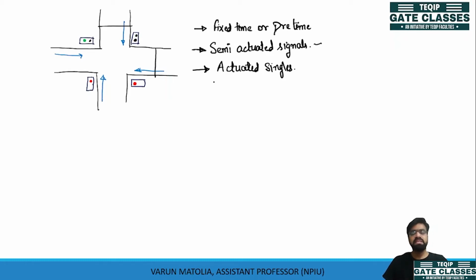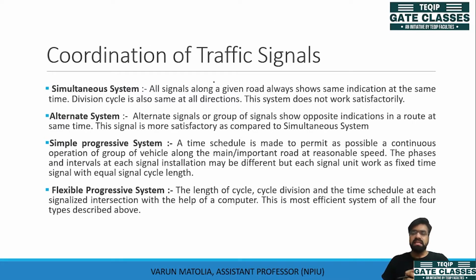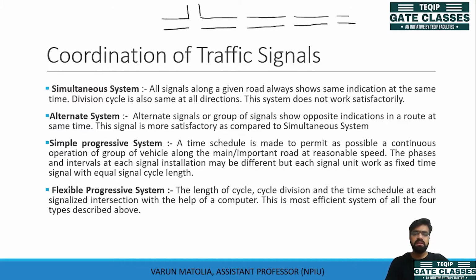If we have a series of intersections on an important road or any road, how are the signals at these intersections coordinated? These are the various methods to coordinate signals on various intersections on a road. Let us say this is a road, and the spaces which I am leaving are for intersections.